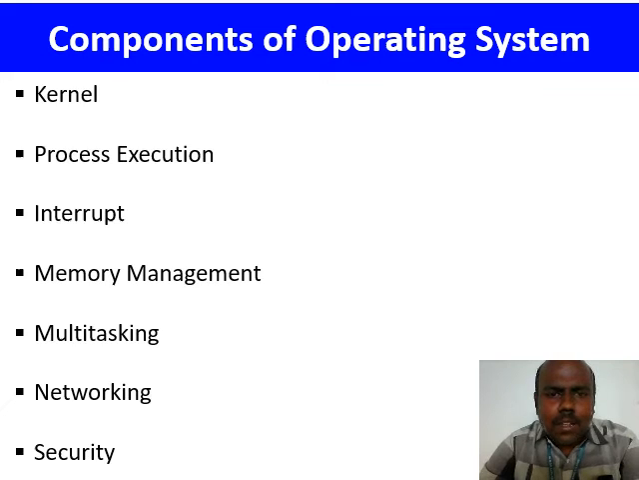The next thing is components of an operating system. Components of an operating system play a key role in making the variety of computer system parts work together. The operating system components discussed below are kernel, process execution, interrupt, memory management, multitasking, networking and security. The kernel provides a basic level of control on all computer peripherals.